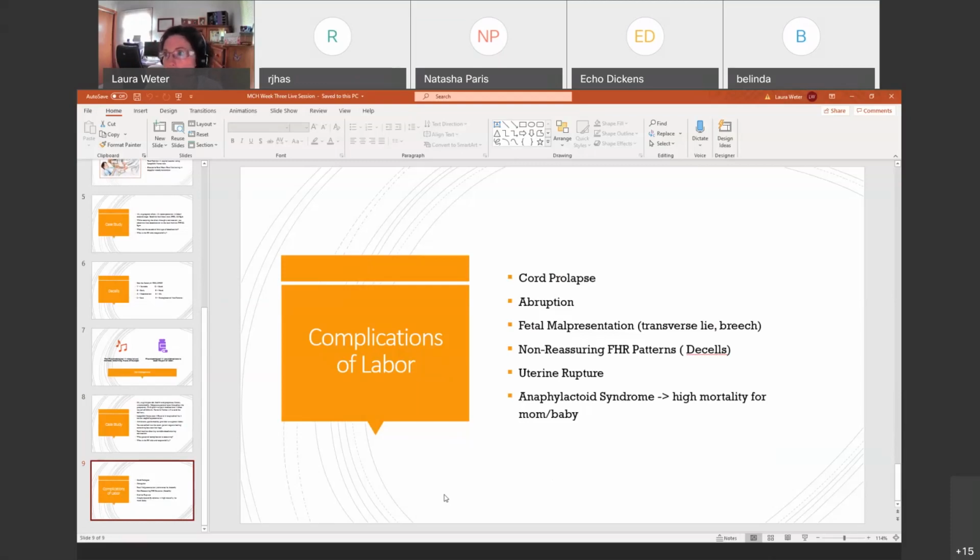Uterine rupture, I mentioned that very briefly earlier. That is where there's actually a tearing of the uterus itself. In this case, this could mean death to mom and baby. This is a serious emergency. They've got to get baby out, and it has to happen fast, because baby could actually go through that tearing into the mom's abdominal cavity. So this is not good. A uterine rupture is bad, bad, bad.